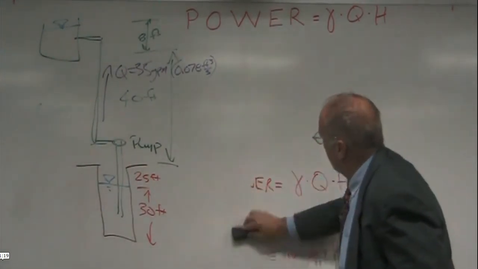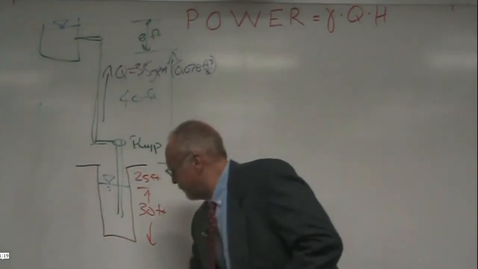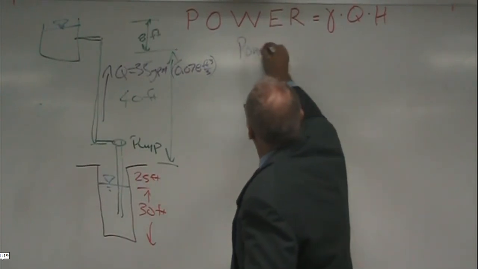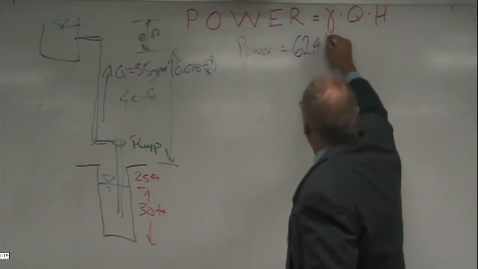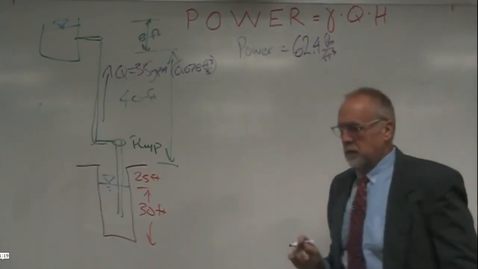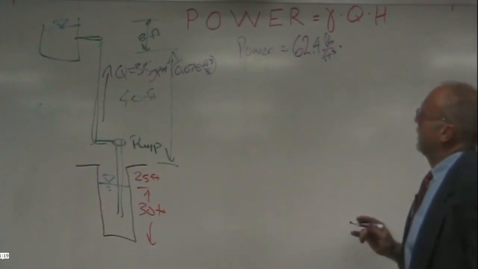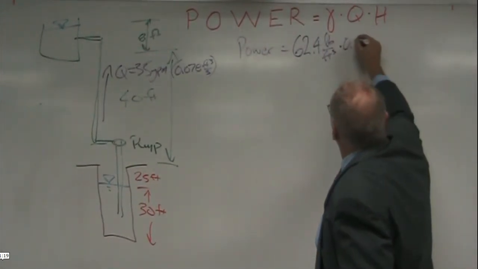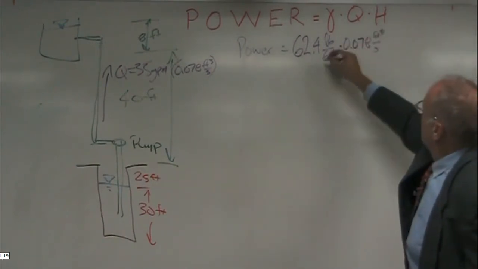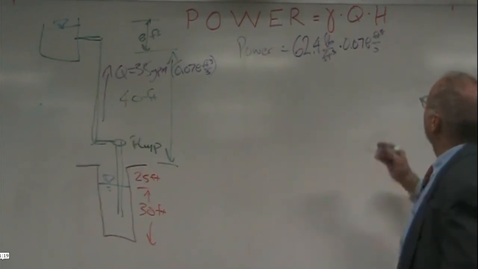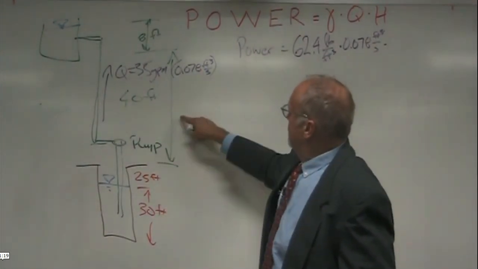All right. In our specific example here, our power equals gamma. We already said before that it's 62.4 pounds per cubic foot. Times the flow rate. And the units I want, if I have cubic feet there, maybe I want to put 0.078 cubic feet per second. That gives me pounds per second that I'm raising up. How far do I raise it? Do I raise it 30 feet plus 25 feet plus 40 feet plus 8 feet?